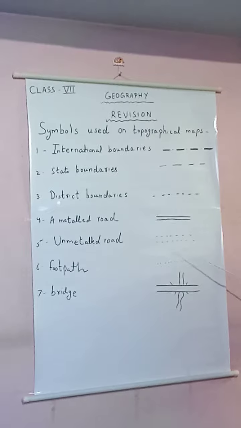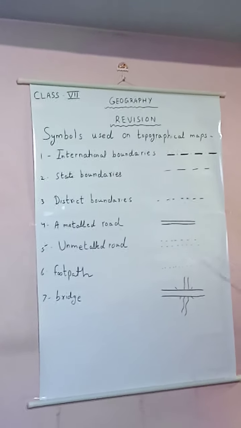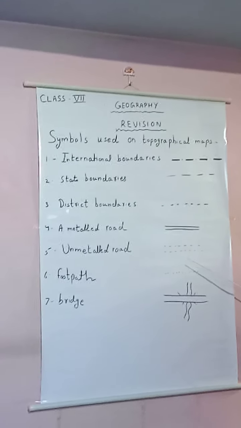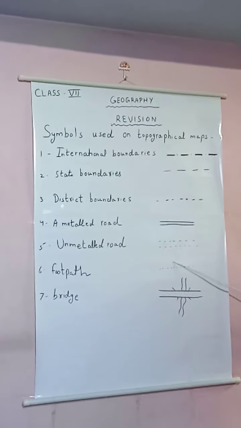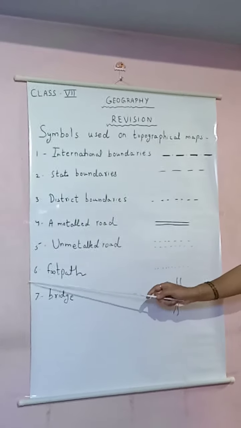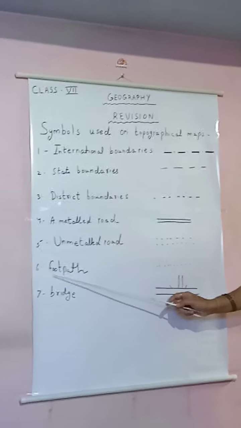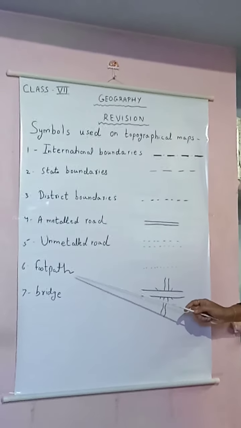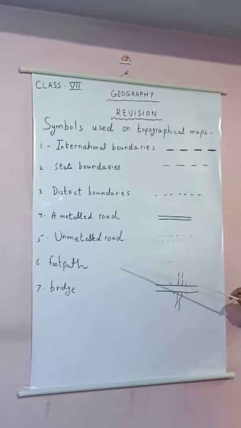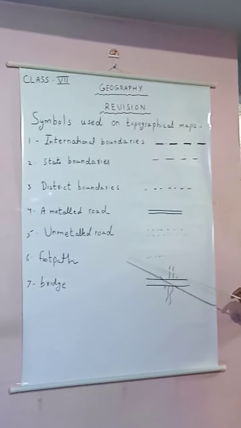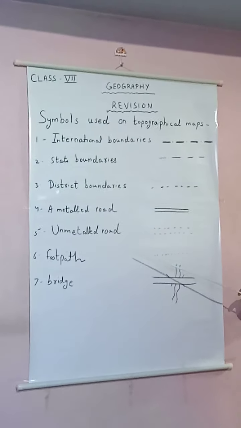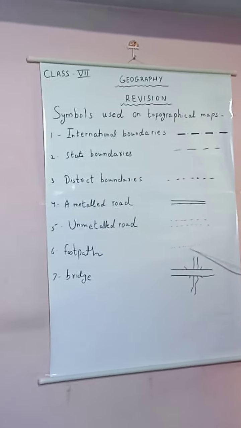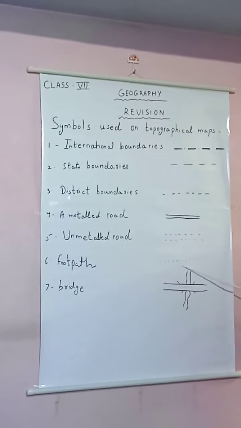Fifth is unmetalled road, and you can also call it kacha road, shown by a set of broken parallel lines. This is parallel lines and this is broken parallel lines, and this is also in a red color. Unmetalled roads indicate that the area is undeveloped. Next symbol is footpath. A footpath is used only by people for walking and is not meant for vehicles. It is usually found in hilly regions. On the map, they are indicated by a single red dotted line.